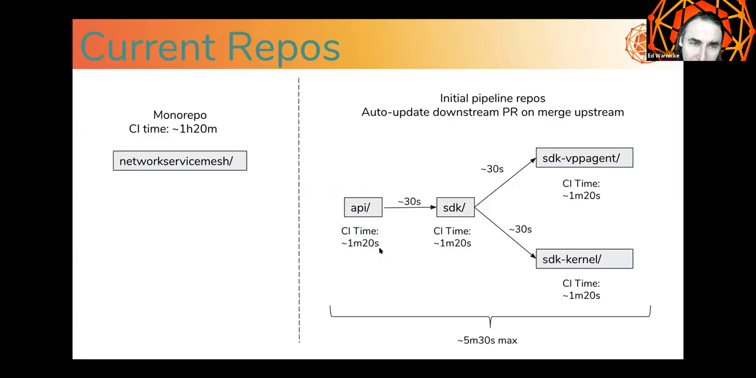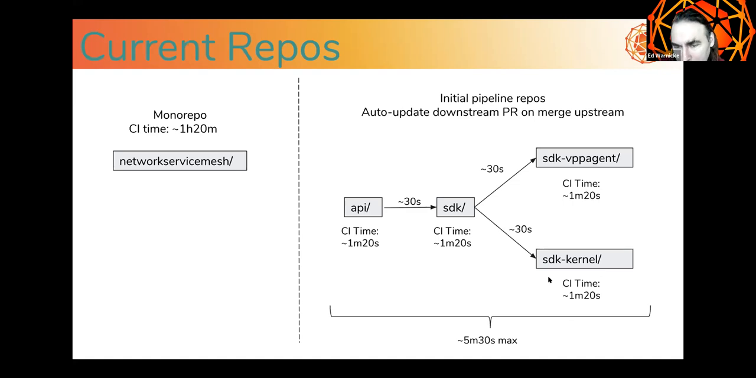And so if you look at the current state, we've already started a bit of an experiment. In the mono repo, we've got a CI time on the order of about an hour and 20 minutes in the Network Service Mesh mono repo. And we've done some initial pipelining. What this means basically is we've got an API repo where we've relocated the API. We've got an SDK repo, which has platform independent SDK bits, right? So there are no dependencies there that are specific to VPP agent or weird kernel dependencies. It's just sort of munging things, because it turns out there's a lot of munging things that we need to legitimately do.